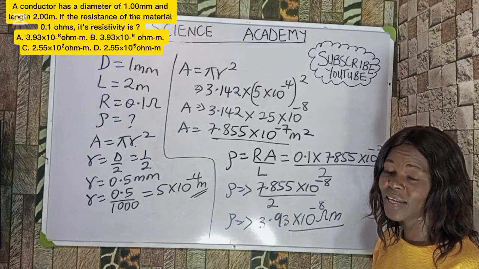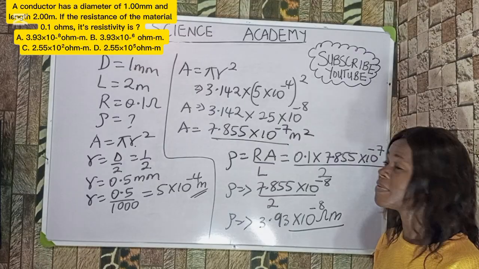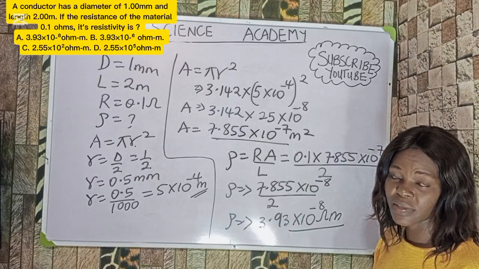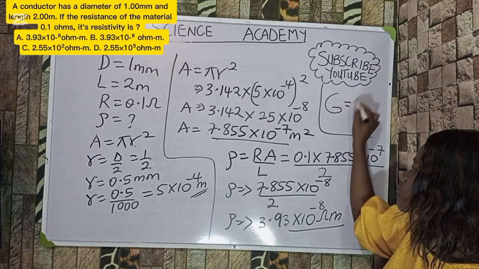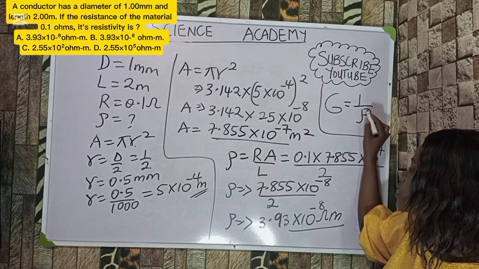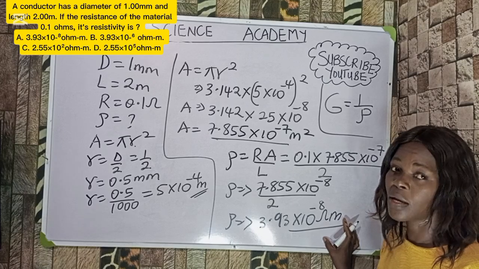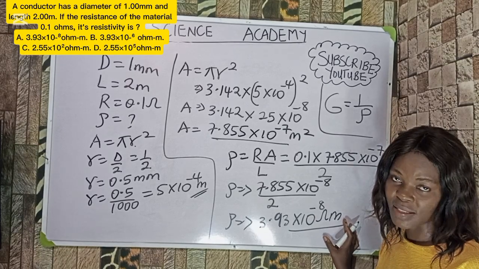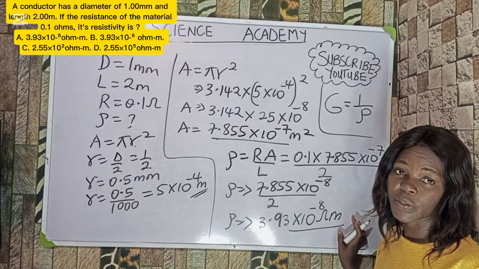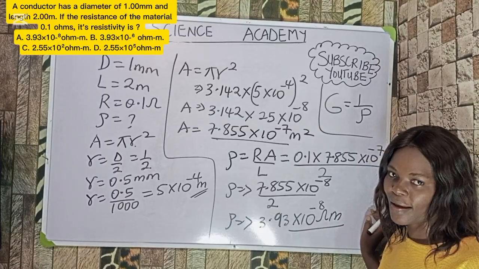Now this is how you can solve this problem on resistivity. In case I ask you to find conductivity, conductivity is the inverse of resistivity. Simply by saying that conductivity is equal to 1 over resistivity. So as I've gotten this now, just take 1 over, or the reciprocal of this, and it is going to give you the conductivity. Is that clear? And the unit of conductivity becomes per ohm per meter. I hope that is clear.